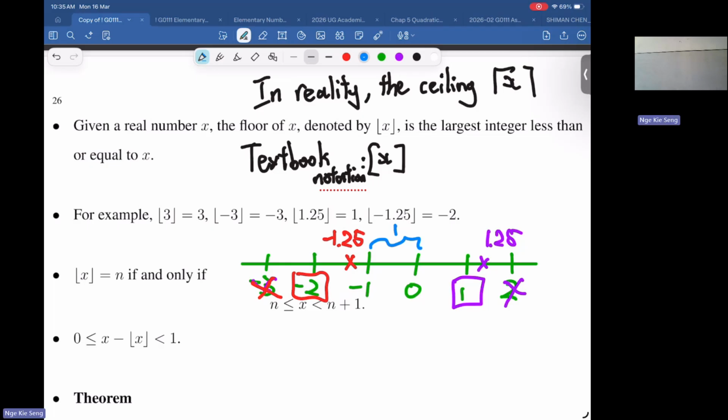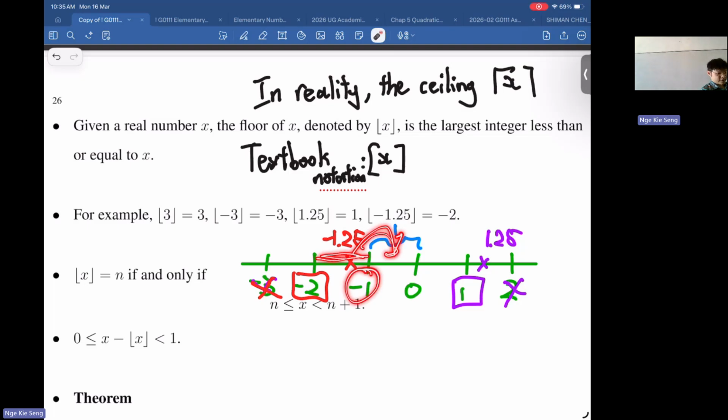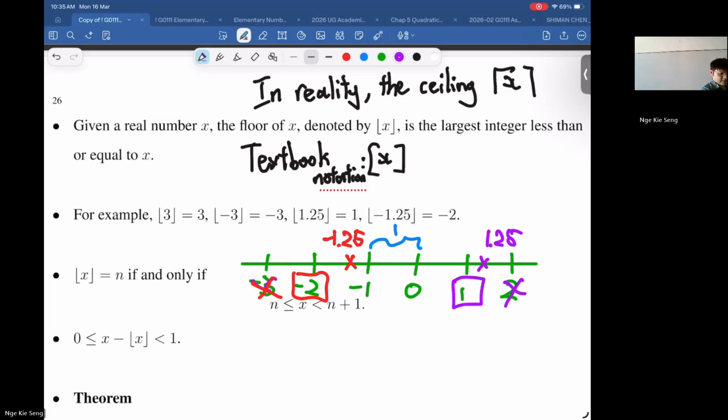Yeah, because if you go more than 1, then your largest integer will change already. If you jump out from this box, your largest integer will change. Any question? Okay. For example, if you stay at any color that I haven't used, say -0.5, then your largest integer less than or equal to it becomes a different one.